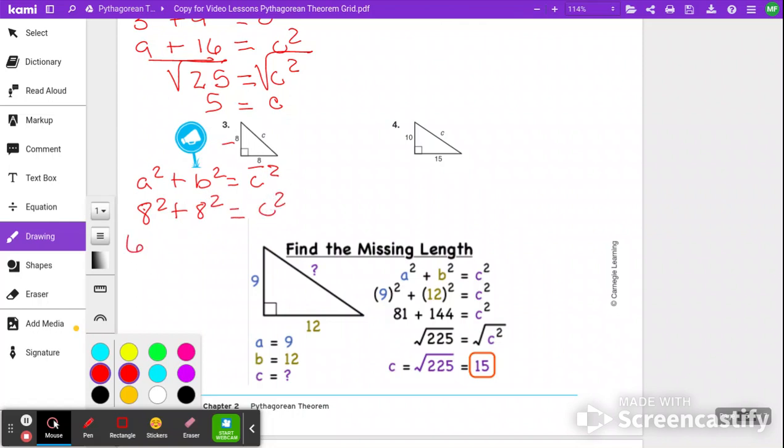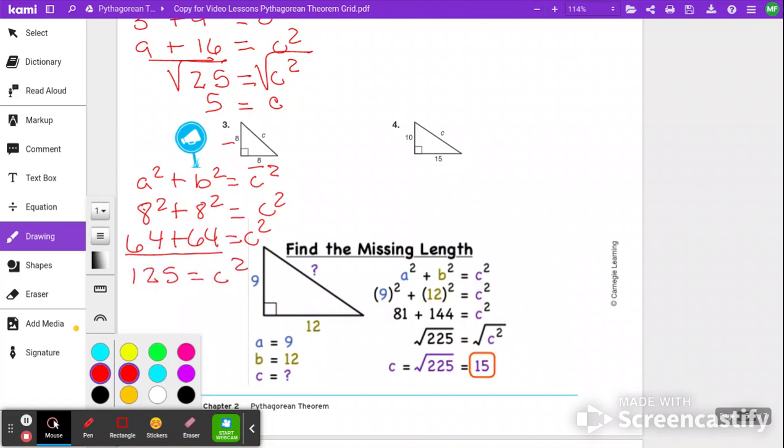64 plus 64 equals c squared. Notice that I don't take any shortcuts, and I write down each step in this process. 64 plus 64 is 128.